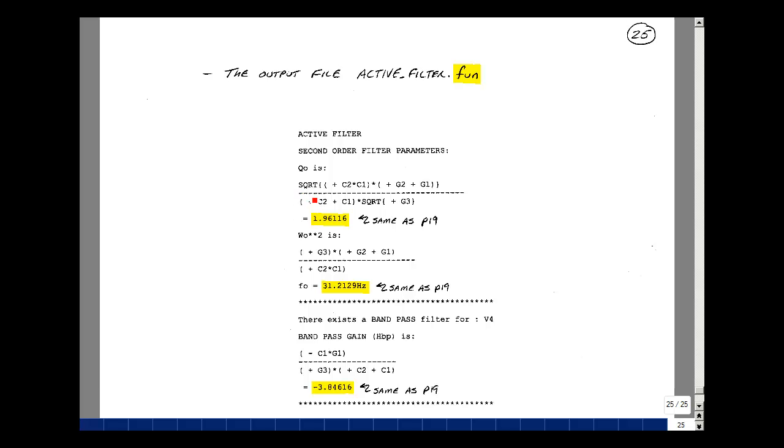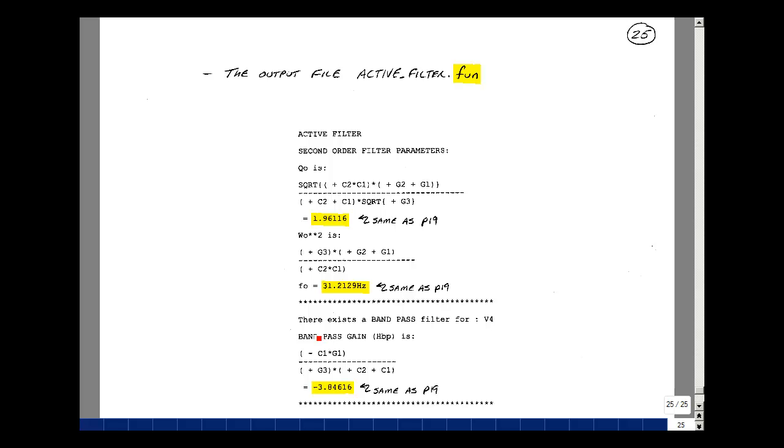This is the square root of C2 times C1 times G2 plus G1, divided by C2 plus C1, square root of G3. And that was 1.96116. And that's the same value we had calculated on page 19. Omega naught squared is G3 times G2 plus G1 divided by C2 times C1. It then takes the square root of that and divides by 2 pi, and I get 31.2129 hertz. And that's exactly the value we had on page 19.